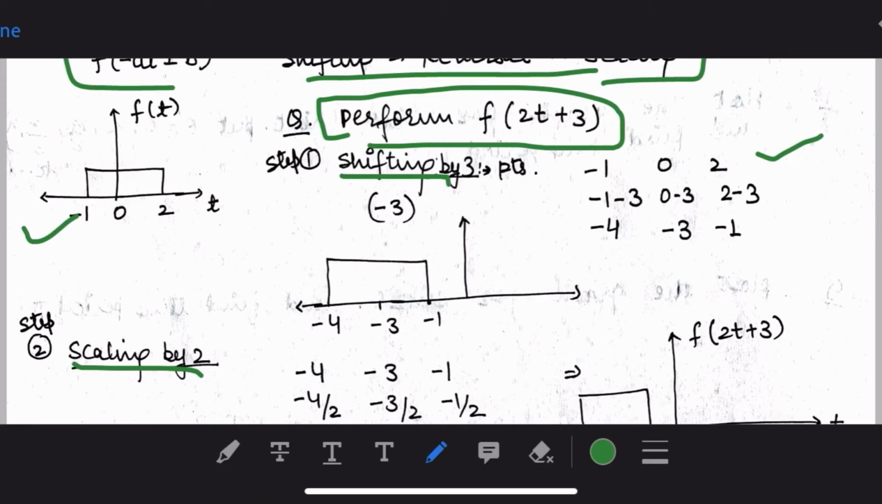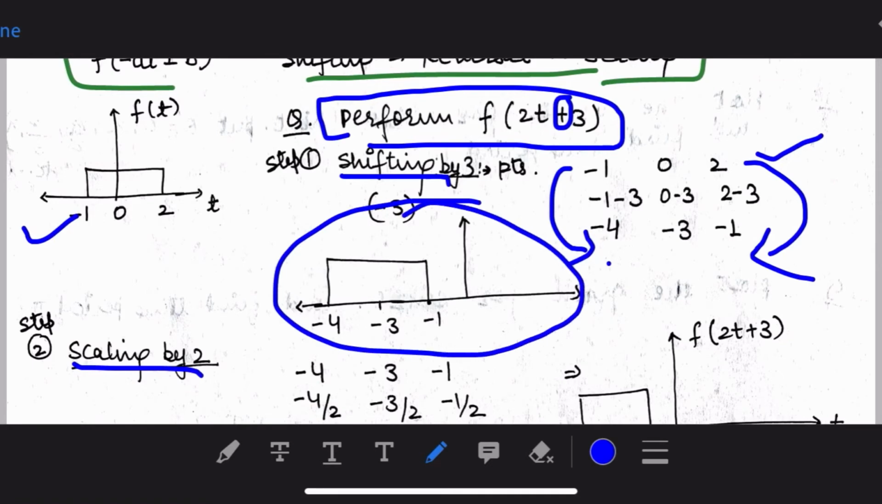As there is +3 here, we have to shift by 3, so we change all the points by -3. So your new points will be -4, -3, -1. Now you have to remember that your point -1 has been transformed to -4, and the point 2 goes to -1. So this is your new waveform after shifting.